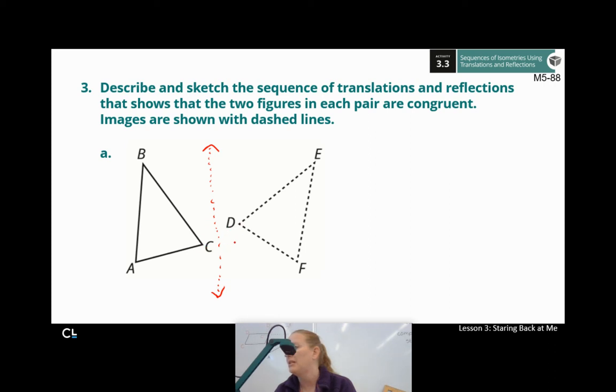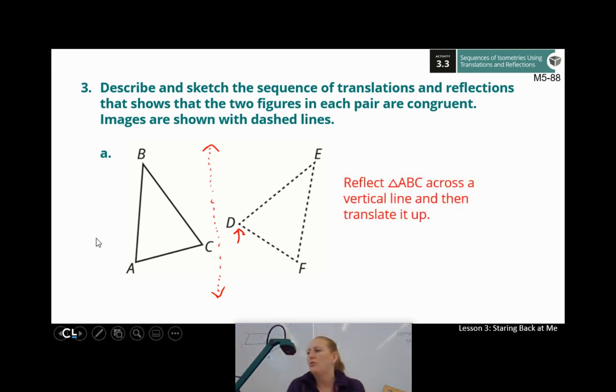C is down here, but D is up there. So it looks like I went up just a couple of units. So I said that if you reflect ABC across a vertical line and then translate it up, you have congruent triangles. And that's all I want, just a description of what happened.